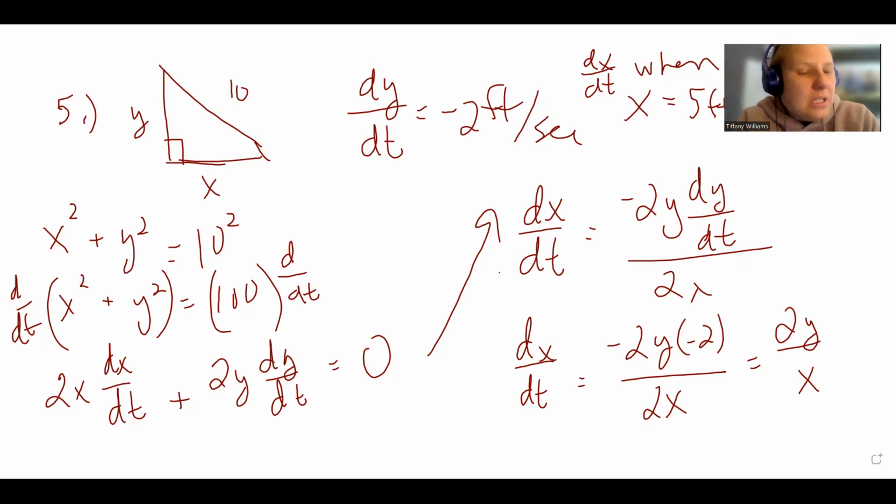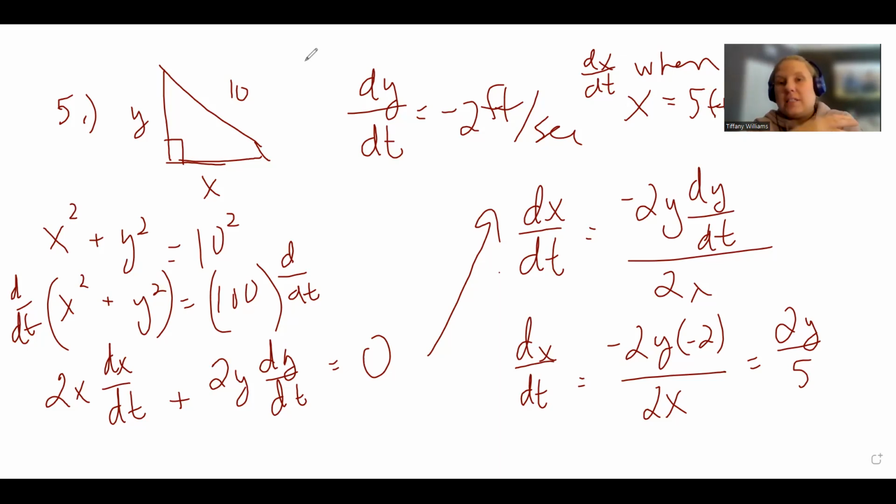Now, here's the issue with that. It doesn't really help me out. I mean, I could plug 5 in, yeah. So I could change my x to be a 5, because I know that I'm doing this when x is equal to 5. But again, that doesn't really help me out. So what I need to do is somehow figure out what y is equivalent to.